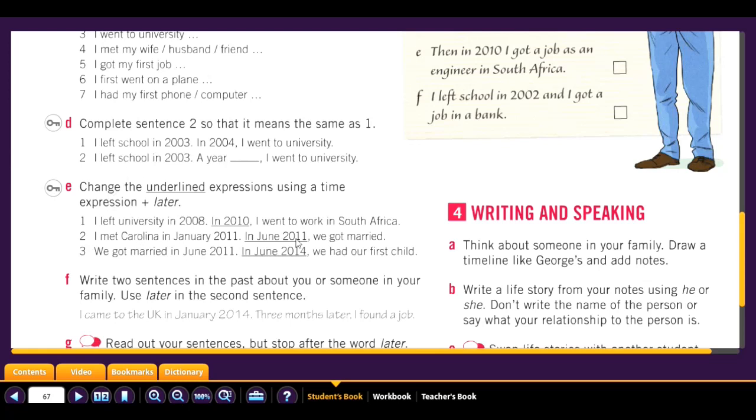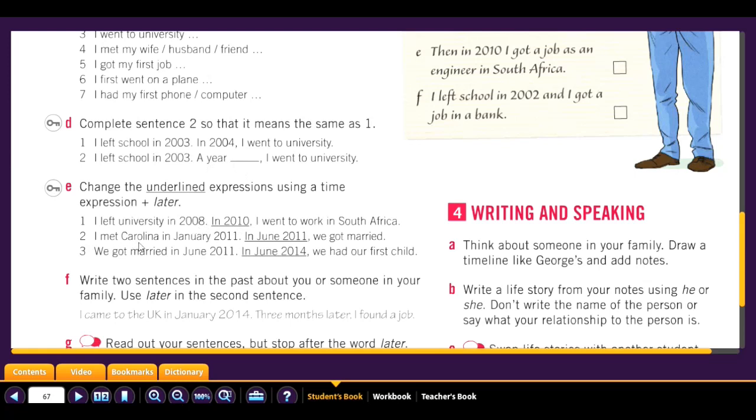Y aquí vamos a ver. Change the underlying expression using a time expression plus later. Aquí tenemos in 2008. Y aquí tenemos in 2010. ¿Cuánto tiempo pasó? ¿Fue a year later o fue más?